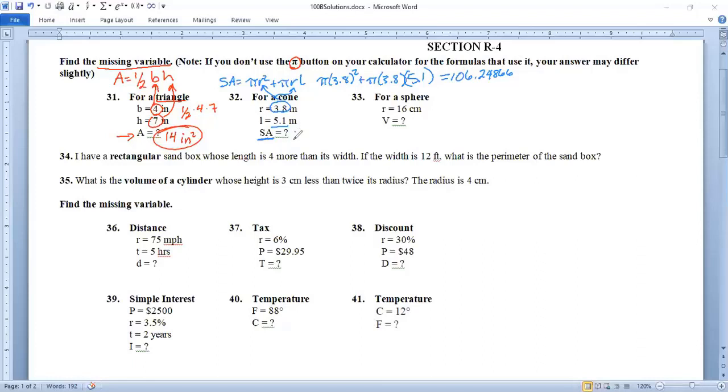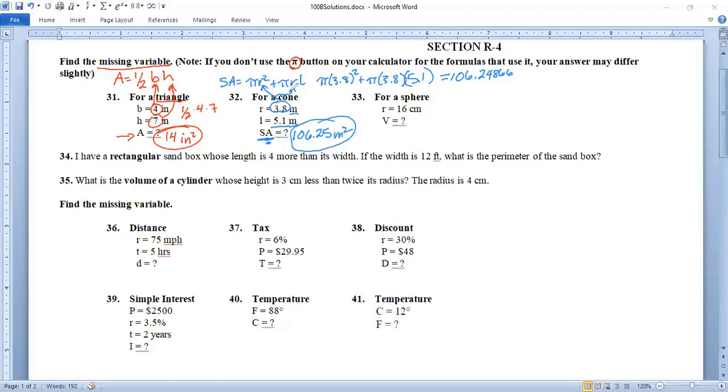So that's going to be 106 point, and it doesn't tell us where to round, so maybe 2 decimal places, 106.25 meters squared. Now we're with meters, but this is an area. So if it's an area, it's a second dimensional thing, so it's measured in meters squared.